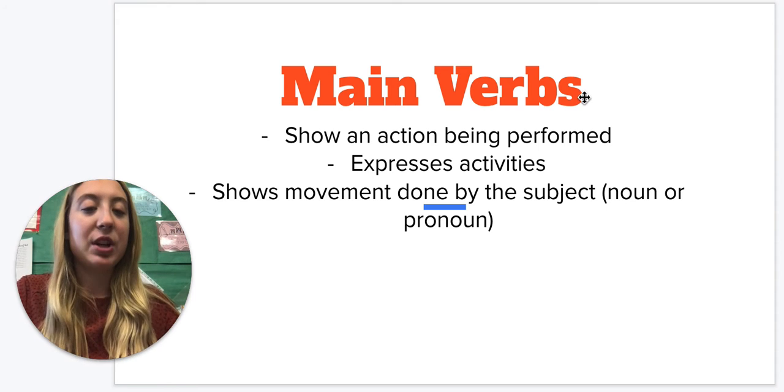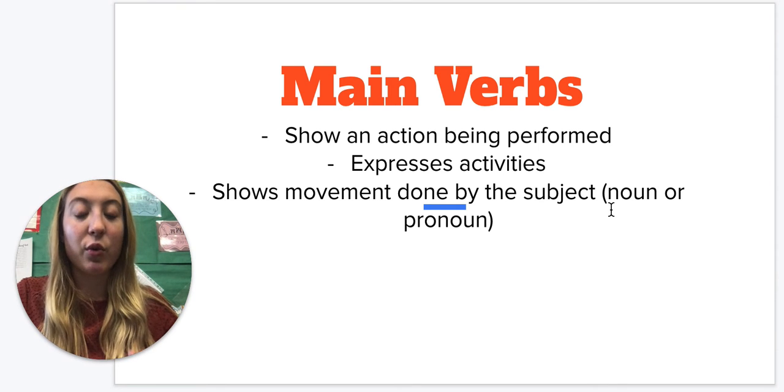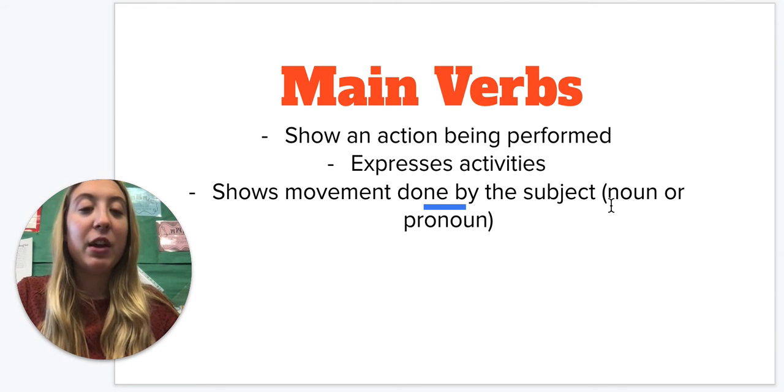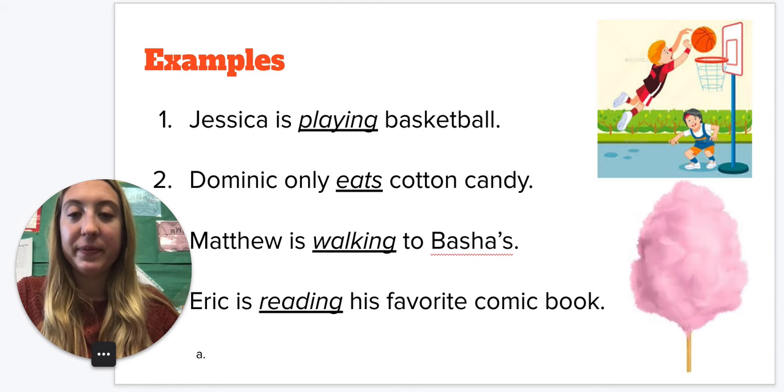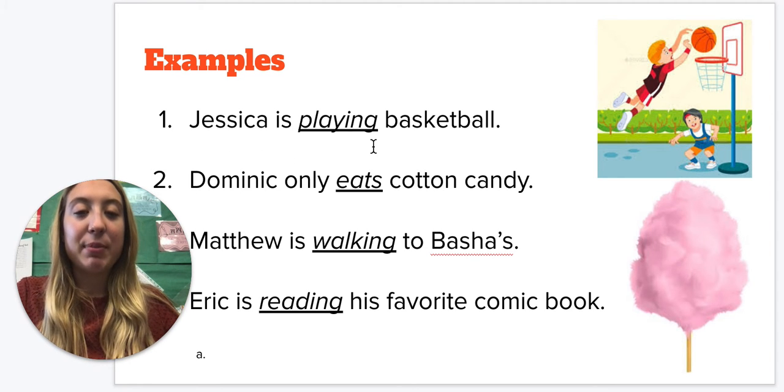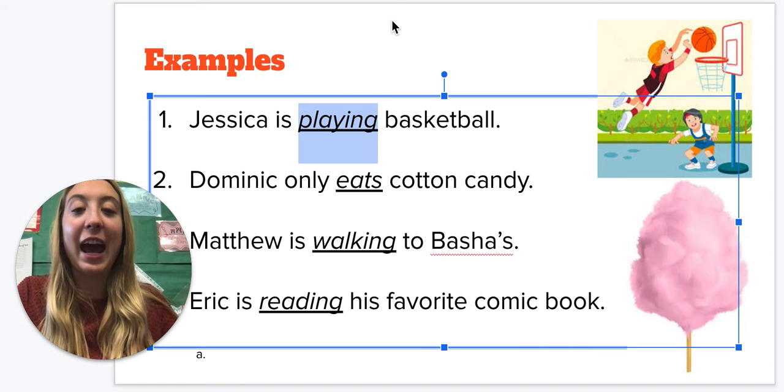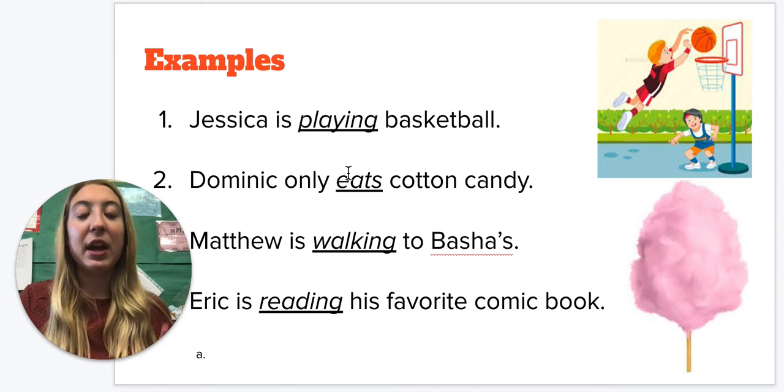And we know the subject is who the sentence is about or what the sentence is about, which will either be a noun or a pronoun. So the best way to go over main verbs is to look through some examples. Jessica is playing basketball. Who is playing basketball? Jessica. Now, once we have the who, we can go, what is she doing? She's playing. It's our main verb, and it's going to be an action verb because playing is something you can do.